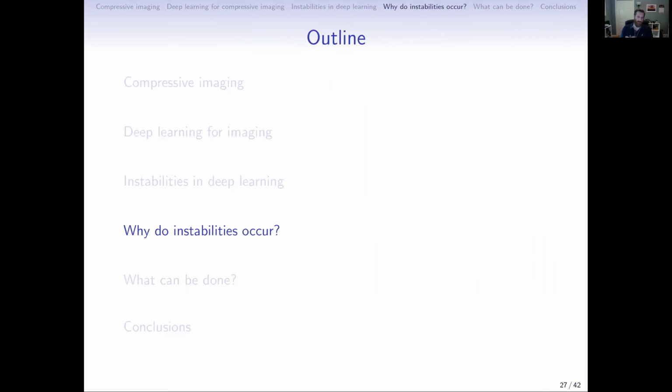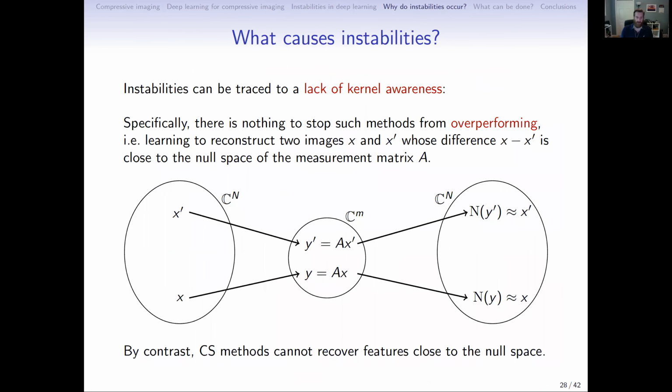So, okay, we know these instabilities occur. What I want to talk about next is why they occur. And it turns out that there's a fairly straightforward mechanism that can cause these instabilities. This is what we call the lack of kernel awareness. And by this, I mean the following.